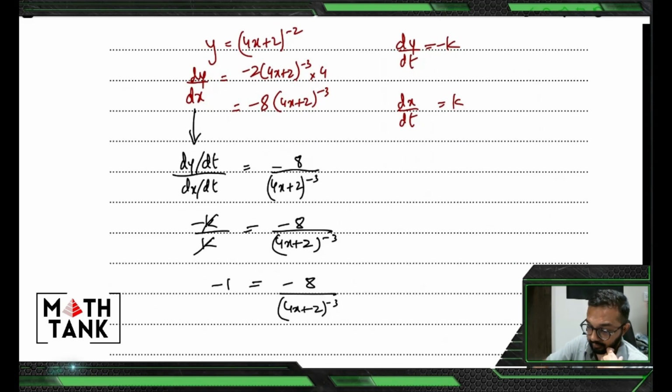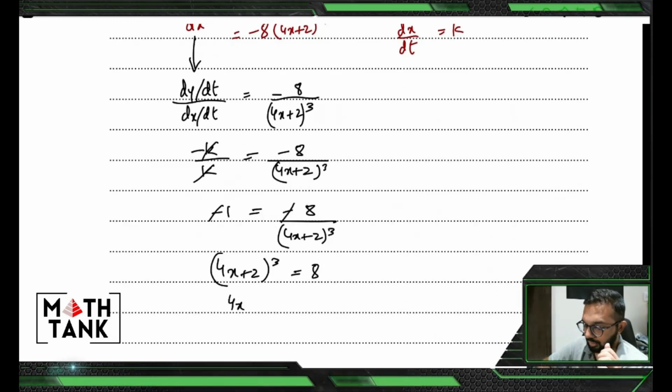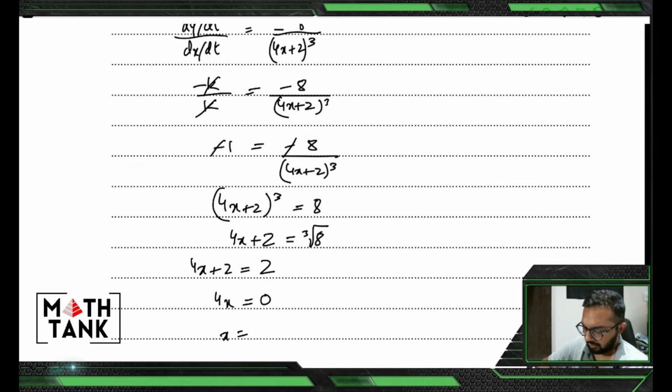Oh, that's a positive power there. So the negatives cancel out. (4x plus 2) cubed. Taking a root, cube root. So cube root of 8 is 2. So you get 4x plus 2 is the cube root of 8, x equals 0.